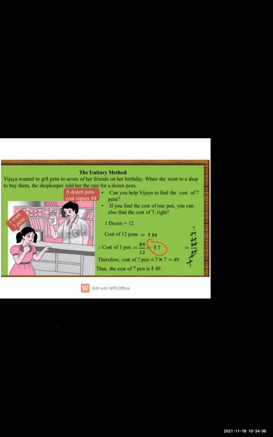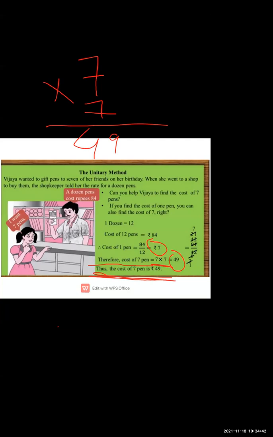Now we want the total price of 7 pens. What is the total price? So we will multiply. Therefore, the cost of 7 pens is equal to 7 multiplied by 7. 7 sevens are 49. If the number is bigger, I will solve it here, but 7 sevens are 49, you all know the table. So the cost of 7 pens is rupees 49.